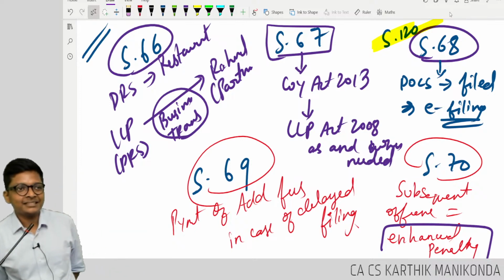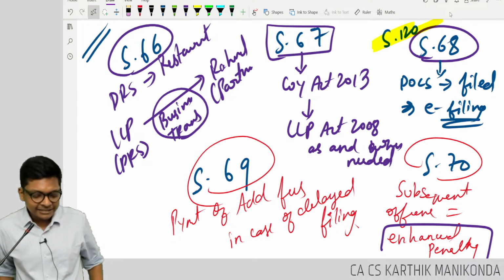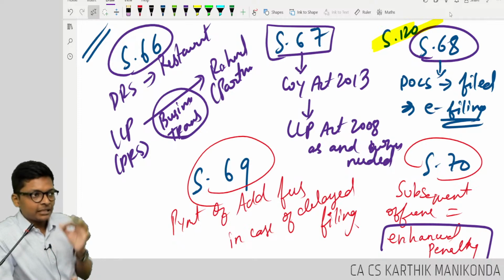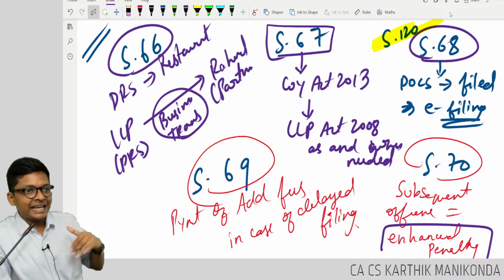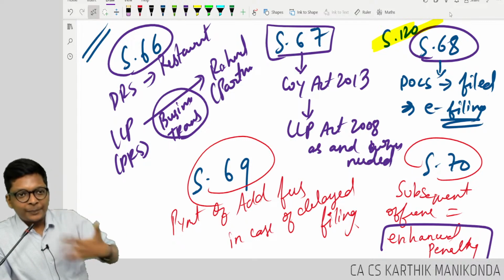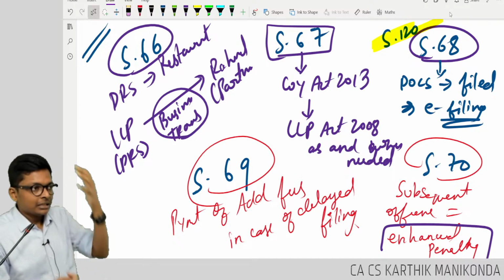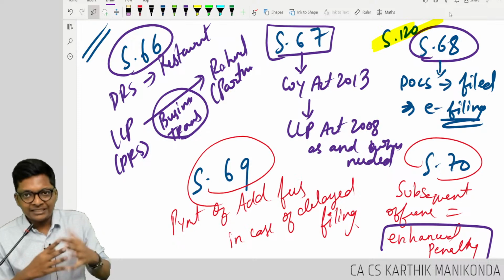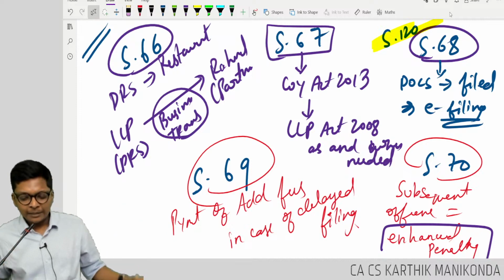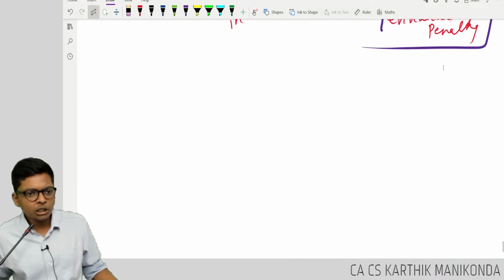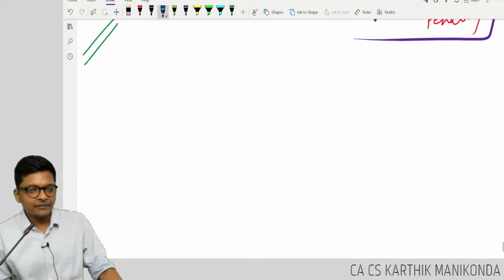One last time I'll revise what to remember for the exam in my short notes. 69, payment of additional fees if there is a delayed filing. 70 is enhanced penalty for repetitive offences. What is the penalty? They have not given it, so it's okay. 66, transactions between LLP and partners can happen like any other transaction. 67, Companies Act provisions can be brought to LLP. 68, documents filed manually can be filed electronically. With this, we are done with LLP for today.